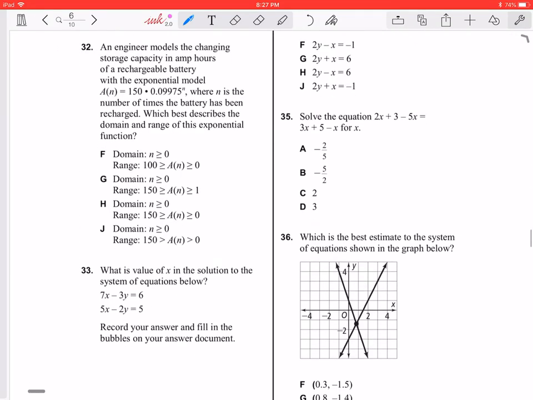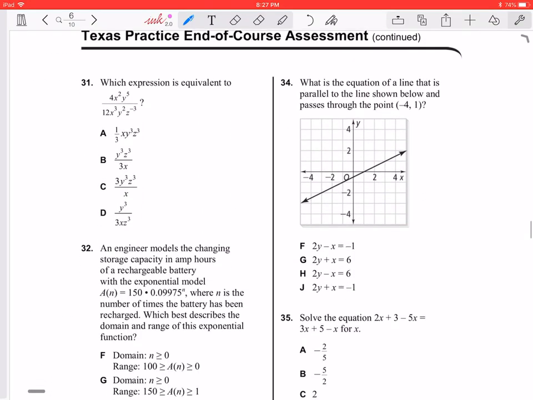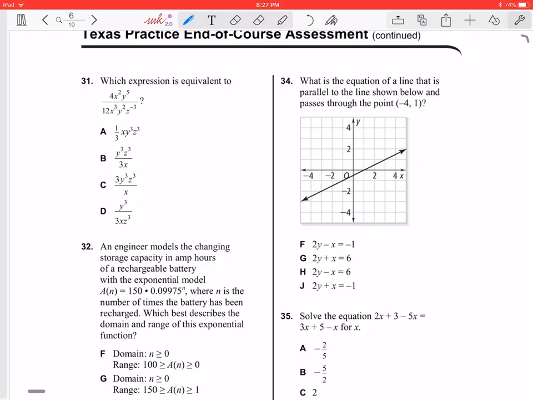All right? Let's go down to the next page. I guess this is page 6. So which expression is equivalent to this? We have some exponents. Now remember, when we're dealing with exponents, we move all of the negatives that are on top to the bottom, and all the negatives in the bottom to the top. In this case, since we only have 1 negative, I'm going to just look and see where I have the same base.